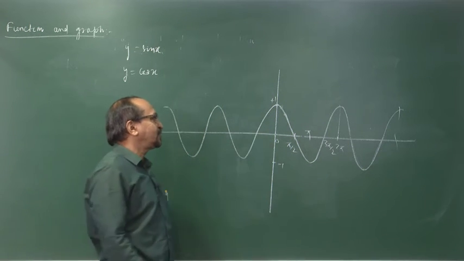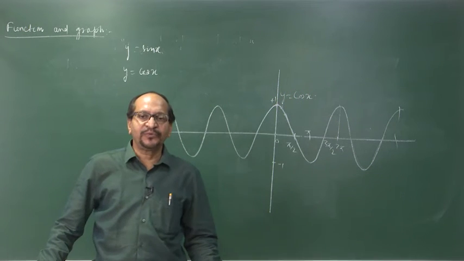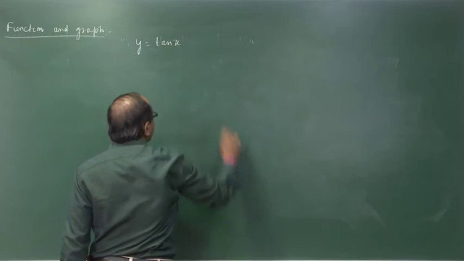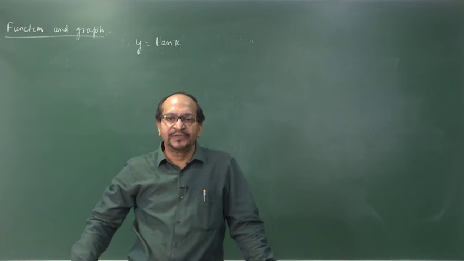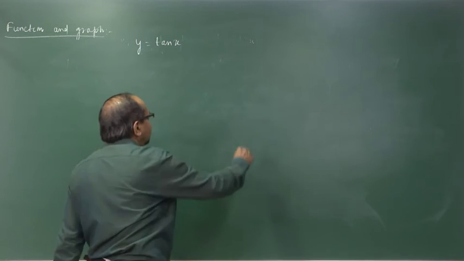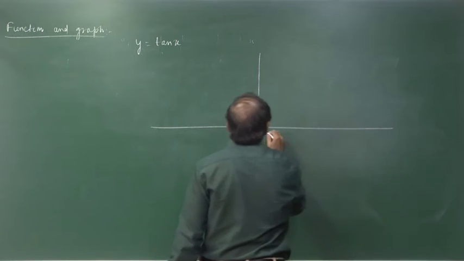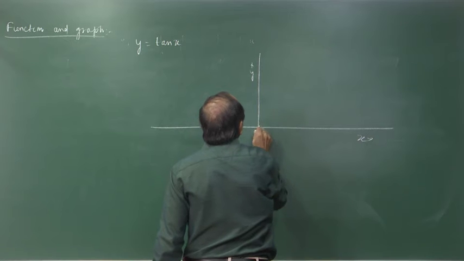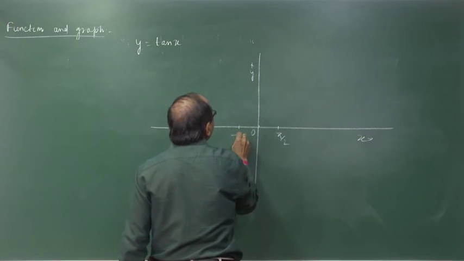So, this is cos x, y is equal to cos x. Let us plot y is equal to tan x. You know tan x, x is equal to 0, tan is 0, but when x is equal to pi by 2, tan pi by 2 is infinite. So, if you plot this graph tan x, x, y, 0, pi by 2, here minus pi by 2.